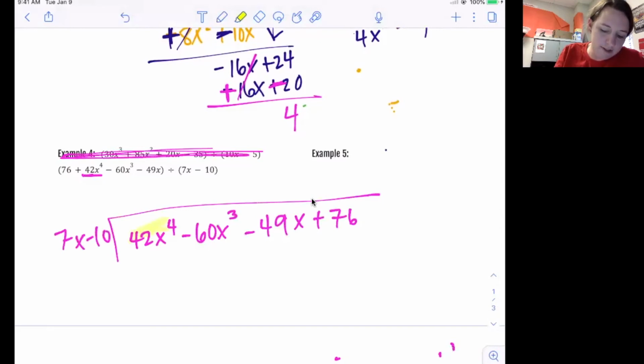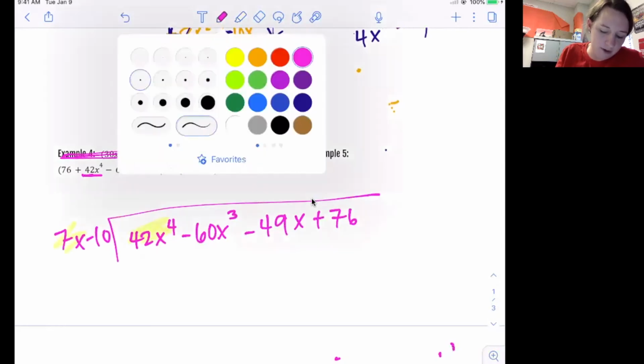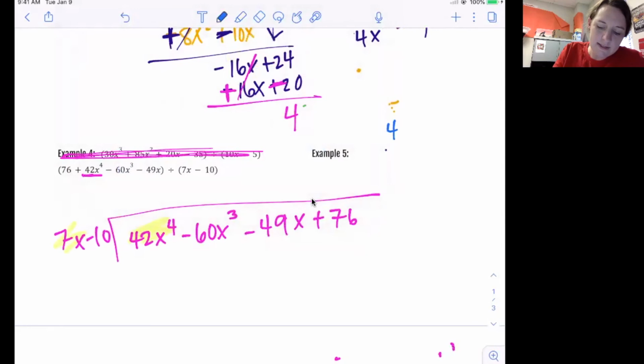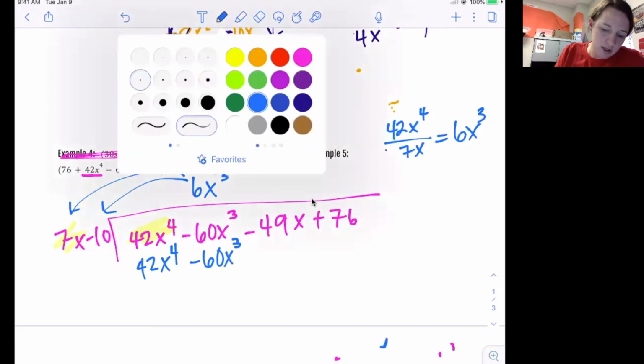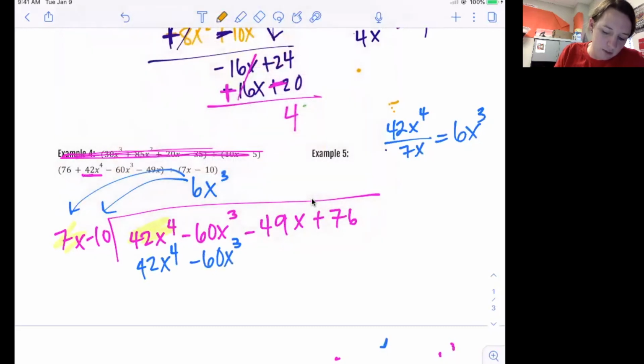We're going to look at first terms only, 42x to the 4th divided by 7x. So 42 divided by 7 is 6. x to the 4th divided by x is x cubed. So I've got 6x cubed. When I multiply by both of these, I get 42x to the 4th minus 60x cubed. You'll see that when I subtract, when I change the signs on both of these, they both actually cancel out. So I have 0. That's okay. I'm going to continue by bringing down my minus 49x.